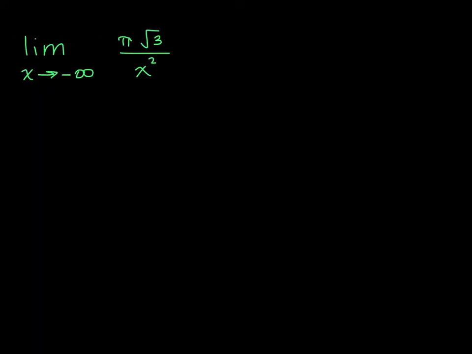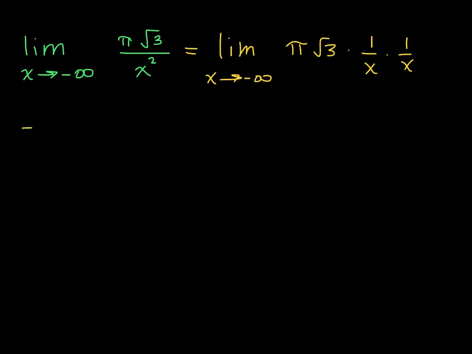Check this out. The limit as x approaches negative infinity of pi root 3 all divided by x squared. All right, so let's see if we can start breaking this down. This is equivalent to the limit as x approaches negative infinity of, let's see, we can rewrite this expression as pi times root 3, right? Times 1 over x squared. Let's write it like this, 1 over x times 1 over x, like that.